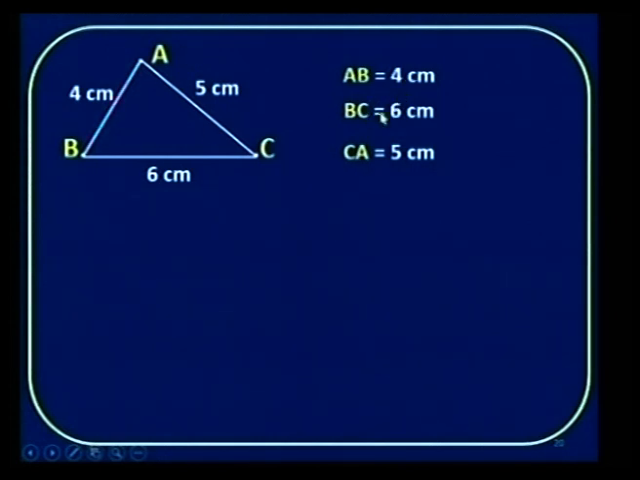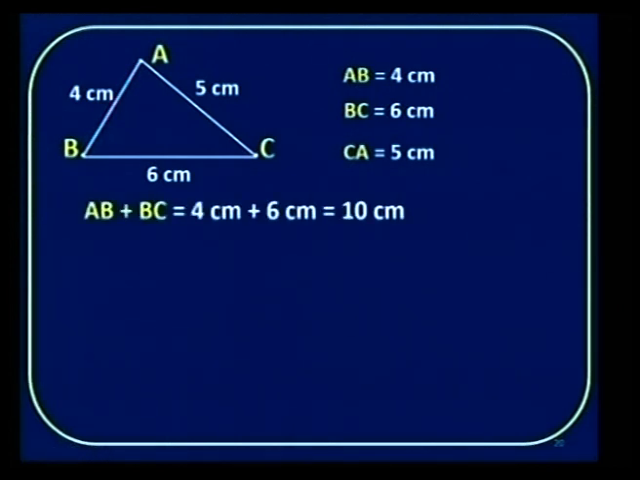4 cm. What is the length of the line segment BC? 6 cm. What is the length of the line segment AC? 5 cm. We can call it AC or CA. So, these are the three lengths of line segments. We are calling them sides. Now, observe what I am doing here.